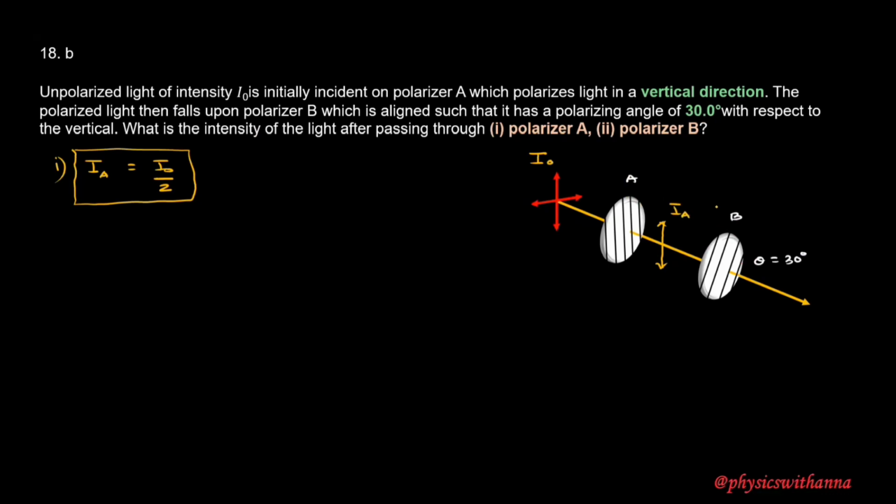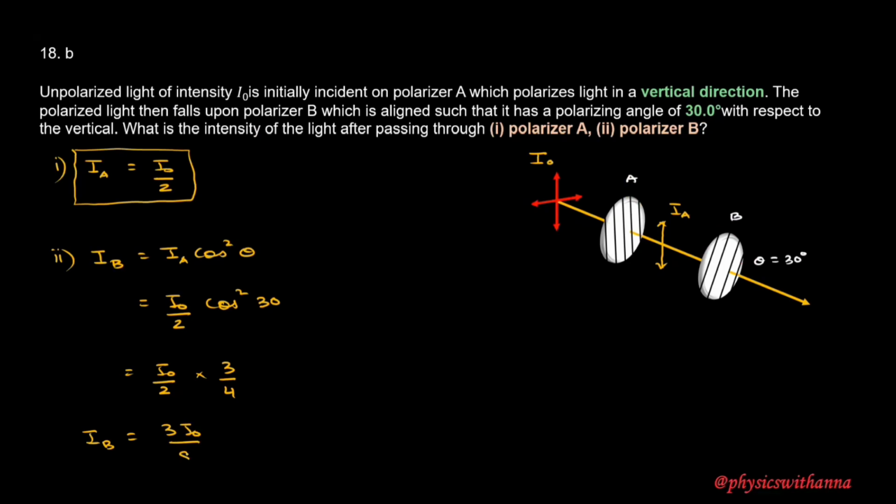So the light coming out of polarizer A is now vertically aligned. We call this IA, which is now incident on polarizer B. So the intensity of light coming out of B can be written as IA cosine squared theta. We will use Malus's law to calculate this. So IA is I naught by 2, times cosine squared 30. Cosine 30 is root 3 by 2. When you take the square of that, it becomes 3 by 4. So IB will be equal to 3 I naught by 8.